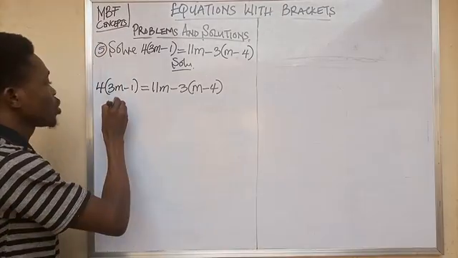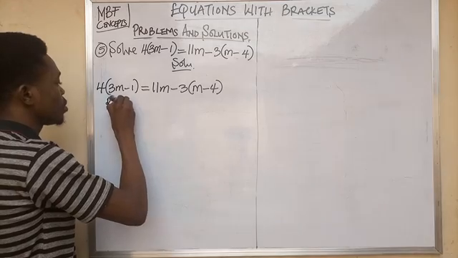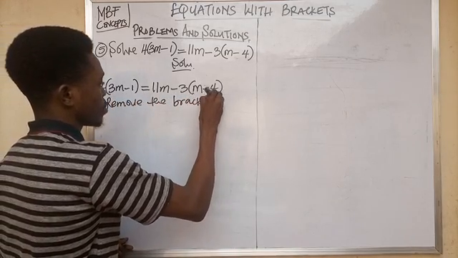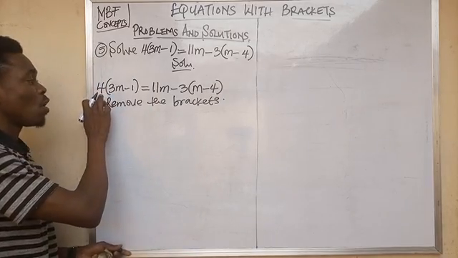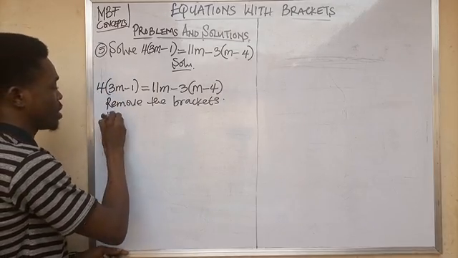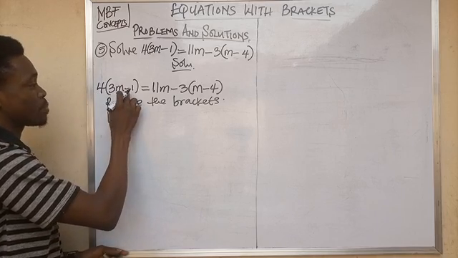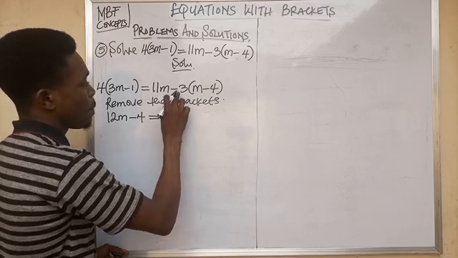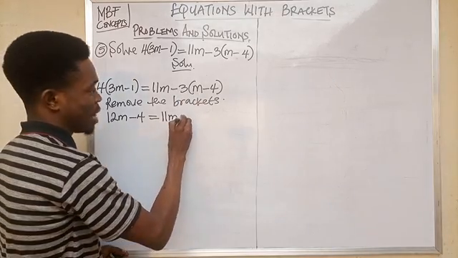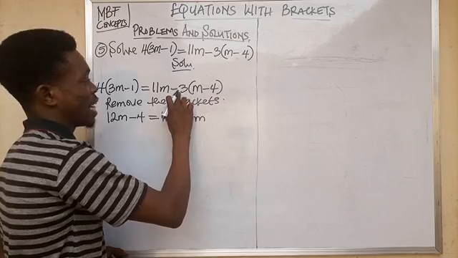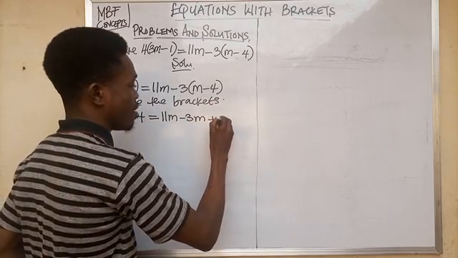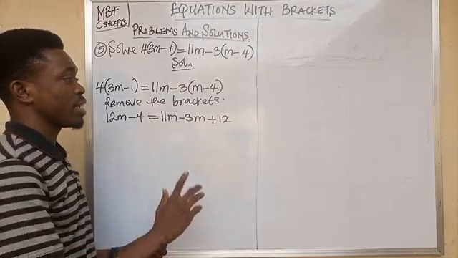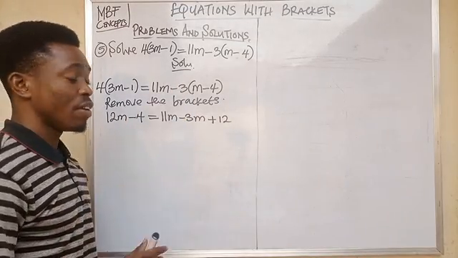Now, we are going to remove the brackets. Then we are going to have 4 times 3m. And guys, we are going to have this to be 12m. Then 4 times minus 1, we're going to have minus 4, is equal to 11m. Minus 3 times m, guys, we're going to have minus 3m. And minus 3 times minus 4, guys, we have plus 12. Yes, minus times minus is plus. Therefore, minus 3 times minus 4 will have given us plus 12.